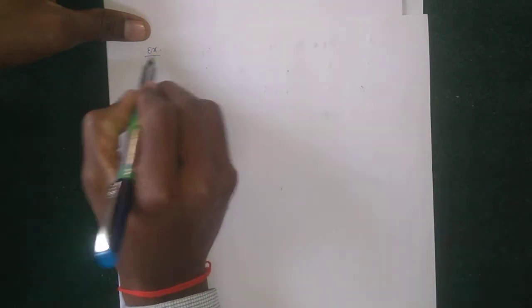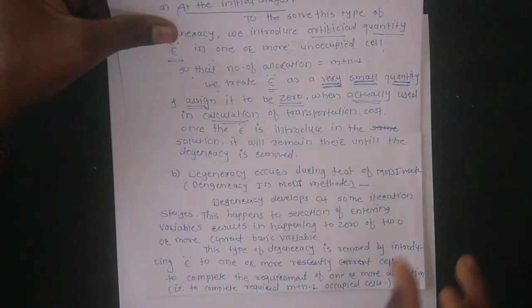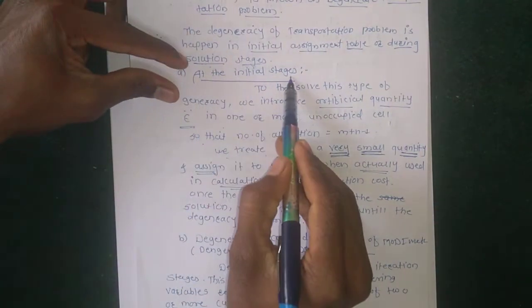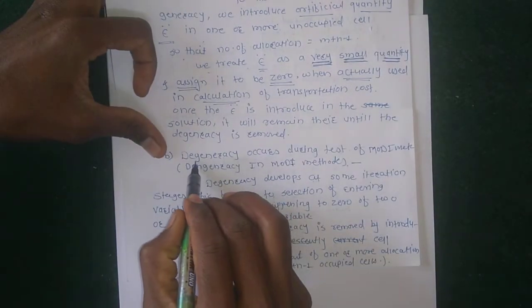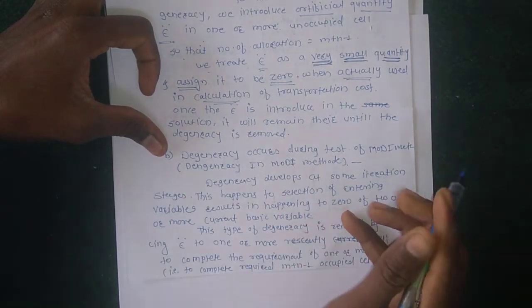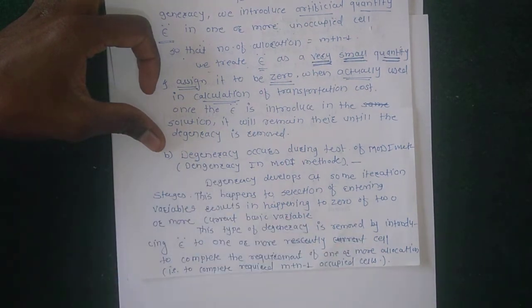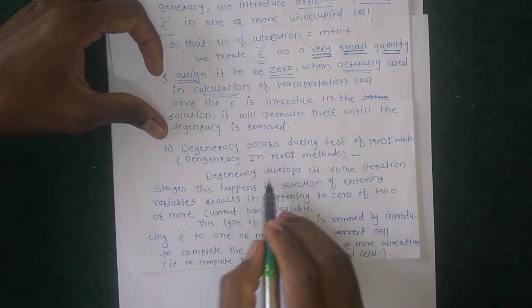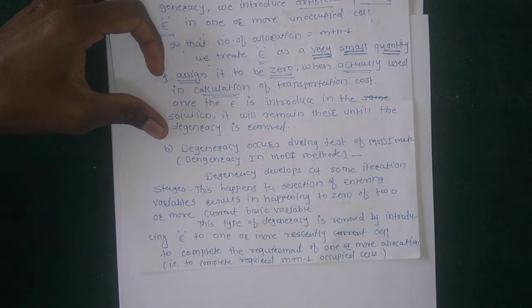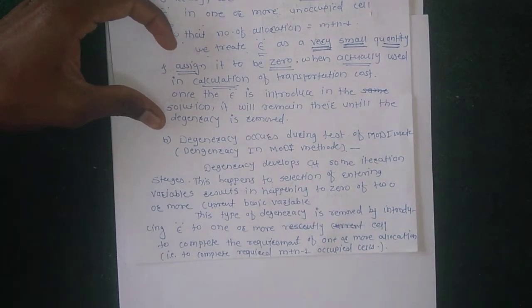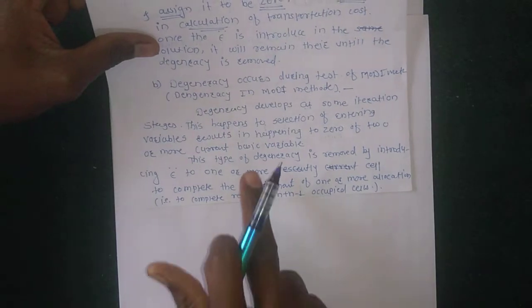Next example on degeneracy of transportation problem. Here one example is seen at the initial stages. The second example is where degeneracy occurs during the test of the Modi method. After solving by NWCM and applying the Modi method to find the optimal solution, the given problem is a degeneracy problem, that is, the number of allocations is not equal to m plus n minus 1. Then we have to find how to find the solution.